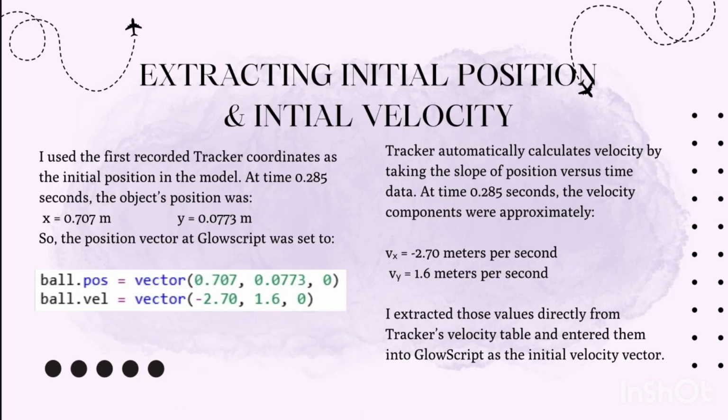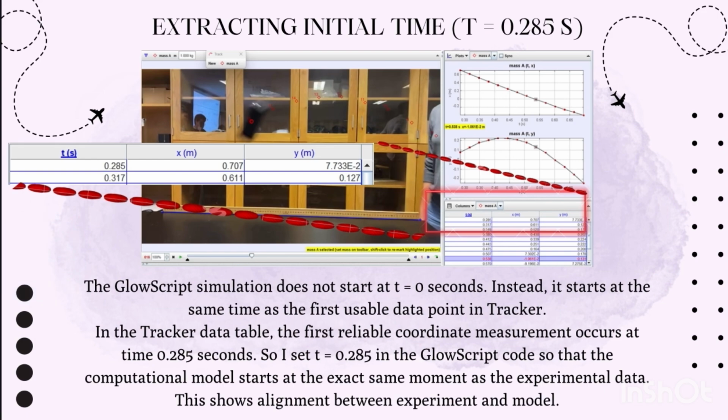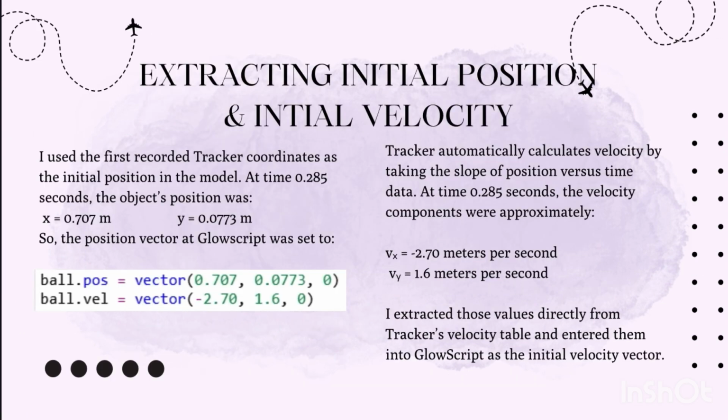For extracting the initial position and initial velocity, I again used the coordinates which you can see in the zoomed in picture. So the initial x was 0.707 and the y coordinate was 0.0773, which I put into my code. And for the velocity, Tracker automatically calculates it by calculating the slope. So I just clicked on that and got my readings from there.